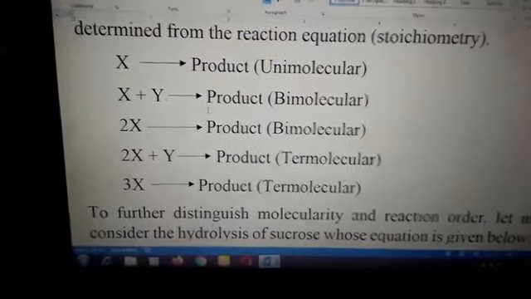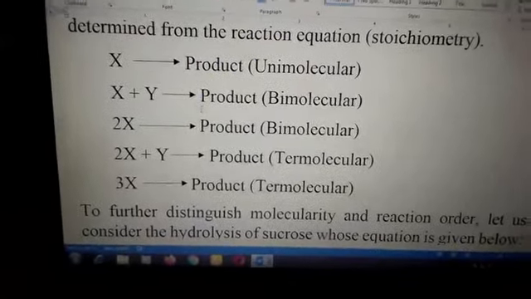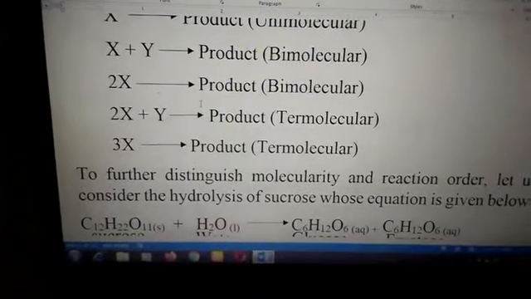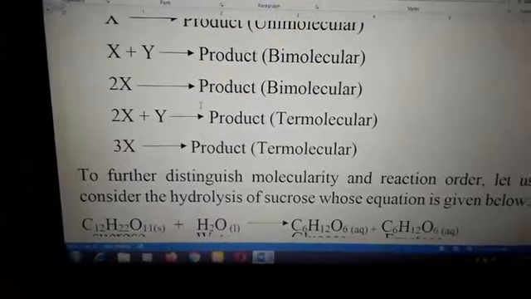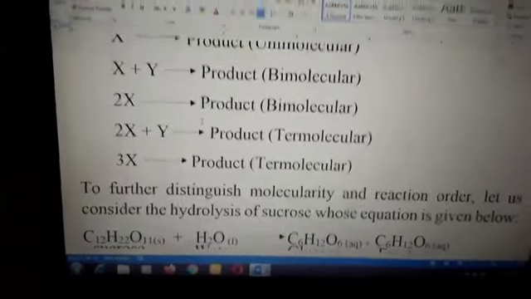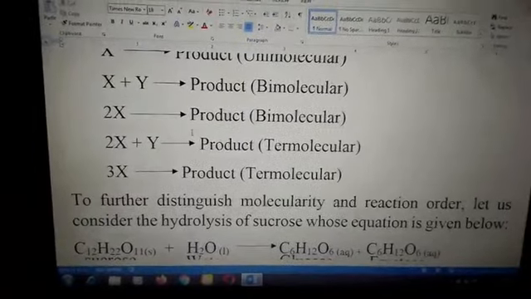Termolecular reaction. Then the last example there, we have 3S. That means 3 particles of S involving similar substances. 3S or 3 moles of S giving us product, also a termolecular reaction.